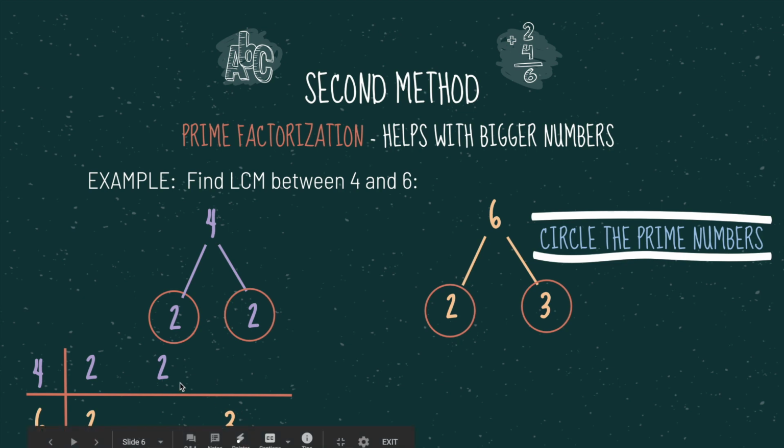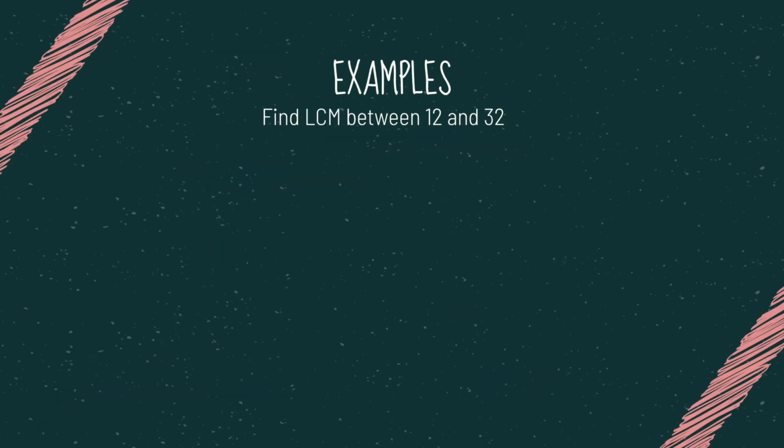And we're going to take each of these numbers and multiply them. Since we have 2 in common between 4 and 6, we just bring down one 2. So it's going to be 2 times 2 times 3. Now we multiply these numbers, and we get 12, which means that the LCM of 4 and 6 is 12.